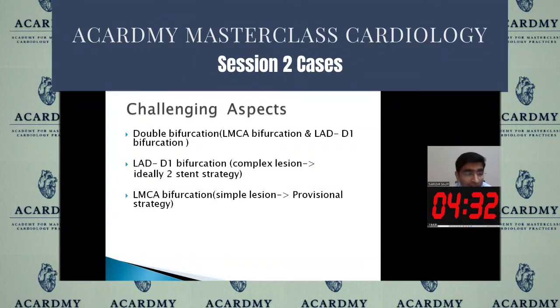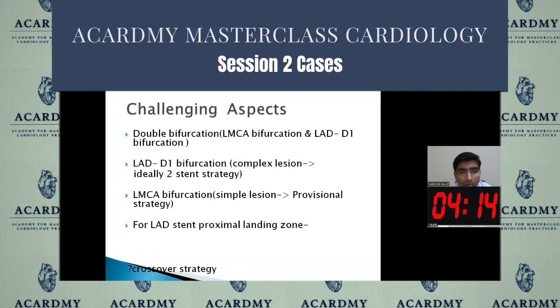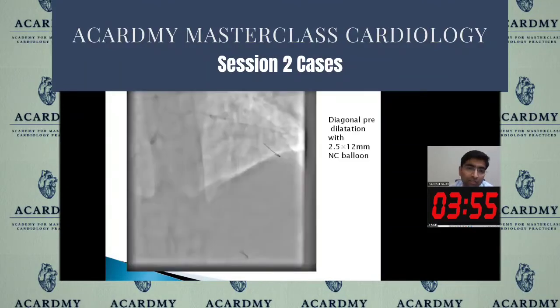But again, for provisional bifurcation, whether we should wire the left circumflex, because handling three wires with auxiliary balloons in our setting would be a difficult task, and it may increase the procedure time also. So definitely it was a challenge for the LAD stent proximal landing zone, whether we should go for a crossover strategy from LMCA to LAD, or whether just ostial LAD placement is sufficient. So we planned that we will do dedicated two-stent bifurcation in LAD-diagonal, and the proximal LAD stent will be placed just at the ostium.